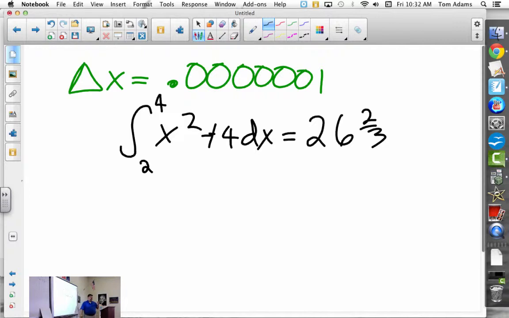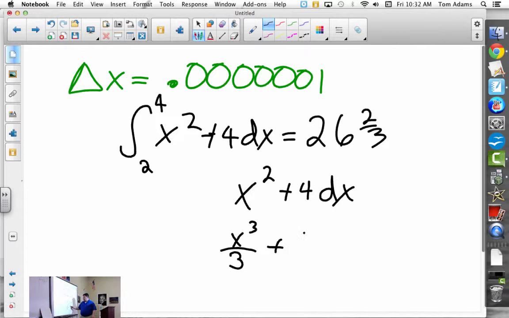Now here's what I want to show you guys. Are you ready to have your mind blown here? If this is a derivative of a function, what's the antiderivative of that? I take the derivative to get this. So would it be like this, x cubed over 3 plus 4x? Yeah. What do you notice?